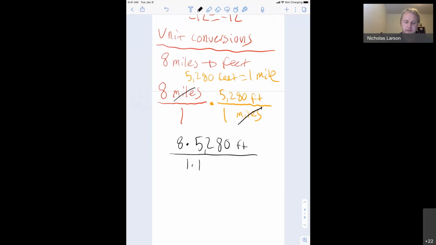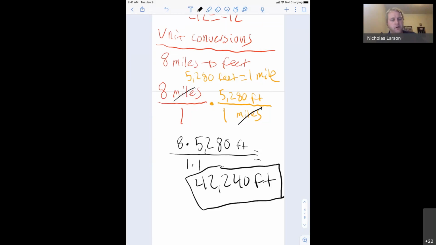Well, 1 times 1 is very easy. So again, if you can use a Desmos, you've got a calculator on your app. 8 times 5,280 is 42,240 feet. So 8 miles equals 42,240 feet. All right, that's unit conversions.